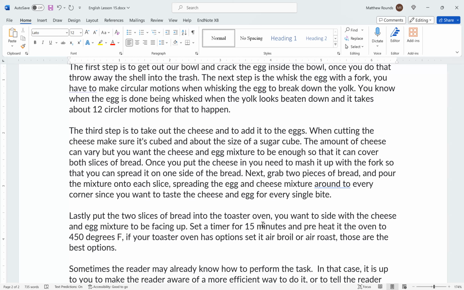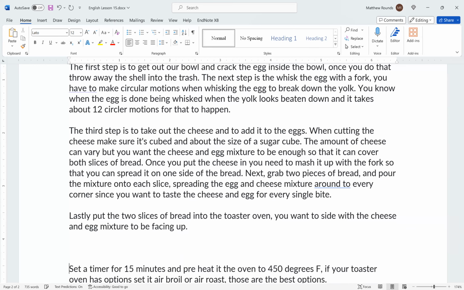So this is a little bit unclear. Do you preheat the oven, or do you just turn it on to 450 and let it heat up real fast? Yeah, basically you turn it up to 450 and let it heat up real fast. But do you put the bread in while it's preheating or not? You put the bread in while it's preheating. Okay. All right.